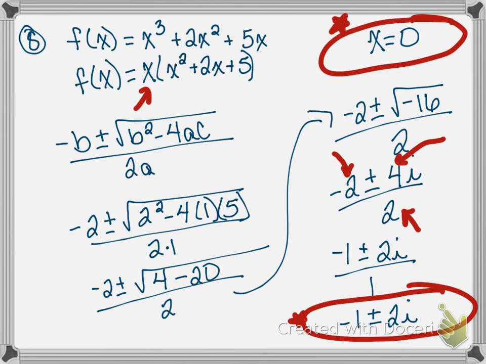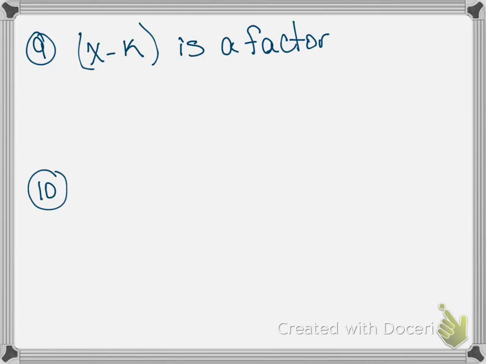Okay? Now we have 2 fill-in-the-blank questions. So the first one says, fill in the blank. A number k is a 0 of f of x if and only if x minus k is a factor. Okay? So if k is a solution, then x minus k must be the factor. Okay? And we've talked a lot about that.